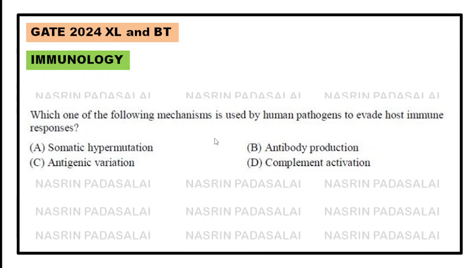Next, which one of the following mechanisms is used by a human pathogen to evade the host immune response? They are talking about a human pathogen. So the correct answer is antigenic variation. The best example is coronavirus. They keep on changing their spike protein or a few other proteins present in them. Another example is influenza.